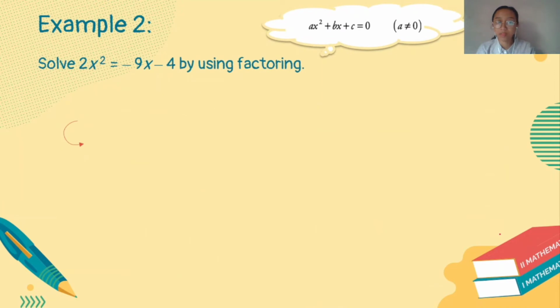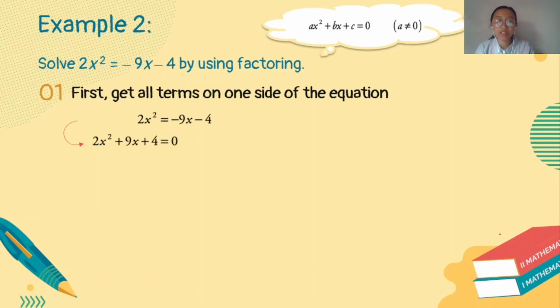For the second example, solve 2x squared equals negative 9x minus 4 by using factoring. Same as before, the first step is to get all terms on one side of the equation. From 2x squared equals negative 9x minus 4 becomes 2x squared plus 9x plus 4 equals 0, by adding 9x plus 4 to both sides of this equation.